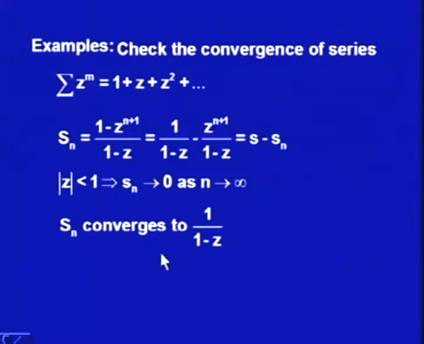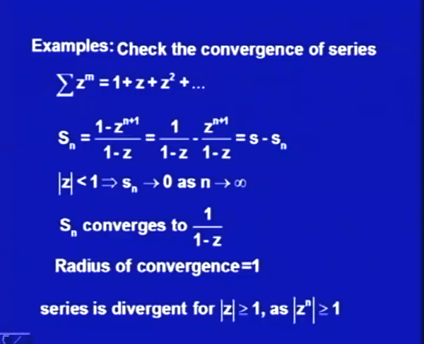So, we can say that this geometric progression will converge to 1 over 1 minus z provided mod z is less than 1. In this case, the radius of convergence is 1, and this series is divergent for mod z greater than or equal to 1, as z raised to power n will become larger and larger as n increases. So, this series is divergent for mod z greater than or equal to 1.